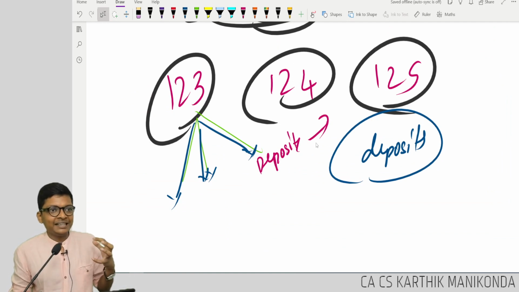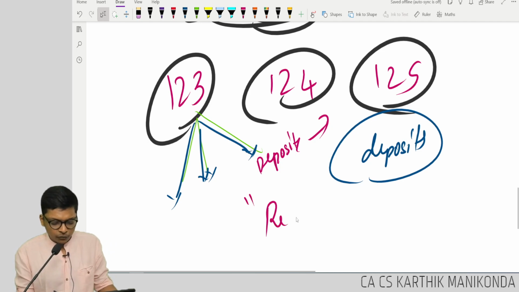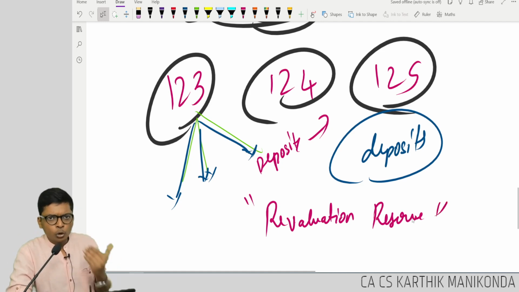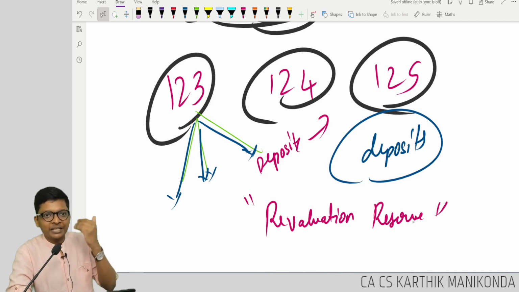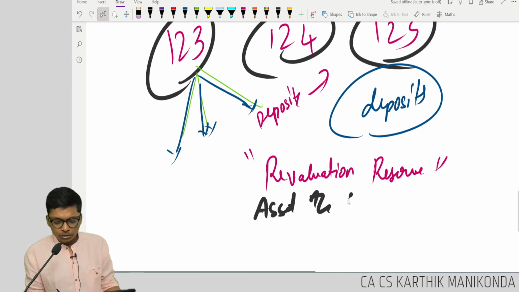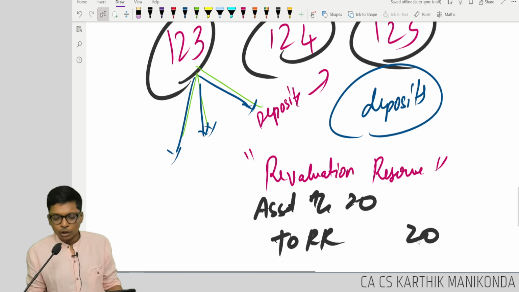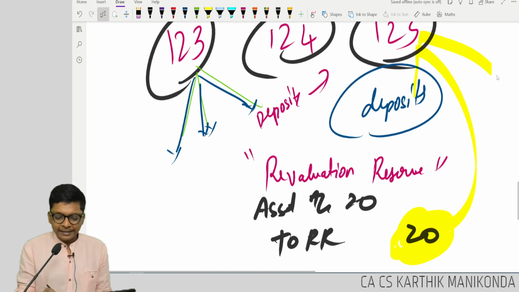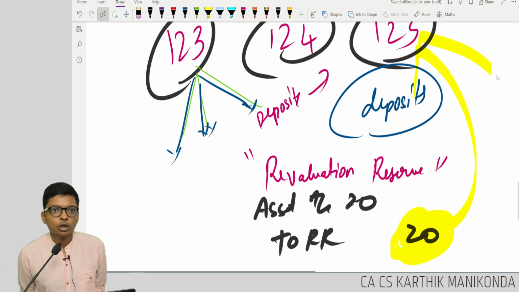Now I told you we can use current year and previous year profits. Have you heard of a reserve called revaluation reserve? Everybody knows this from accounts, school also studied. When an asset is revalued, 100 becomes 120. The entry will be asset account debit 20 to revaluation reserve 20. Correct? My question is, can I use revaluation reserve to declare dividend? No. Why? It's shareholders' funds, any gain is shareholders' gain. Asset gain is shareholders' gain. Why can't I use it for declaring dividend?